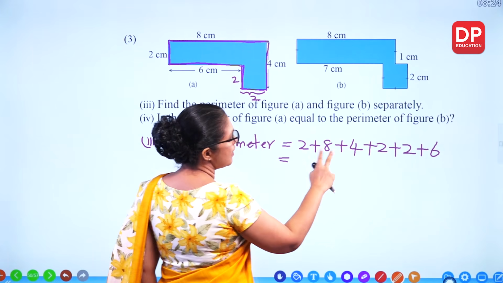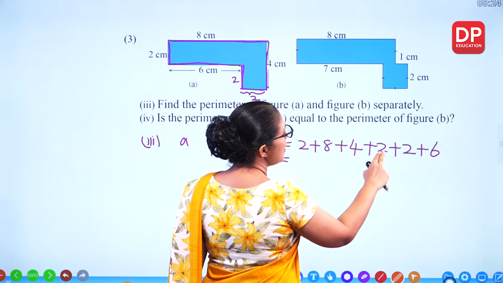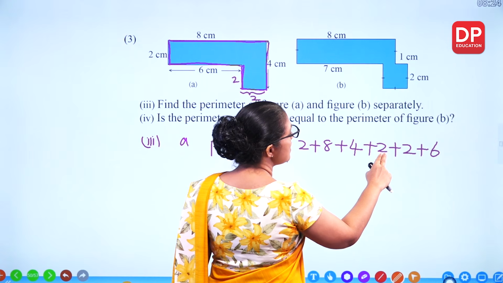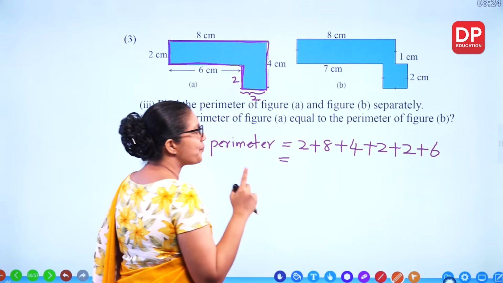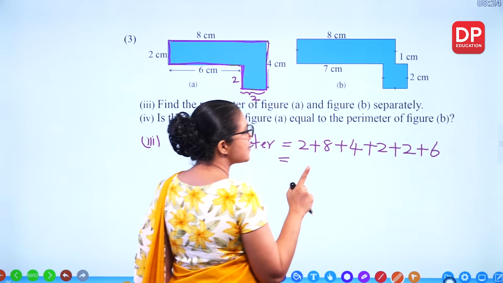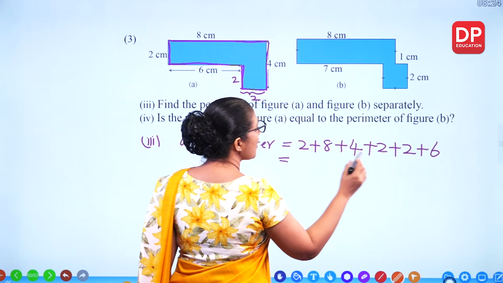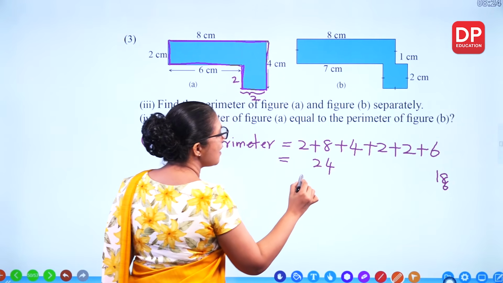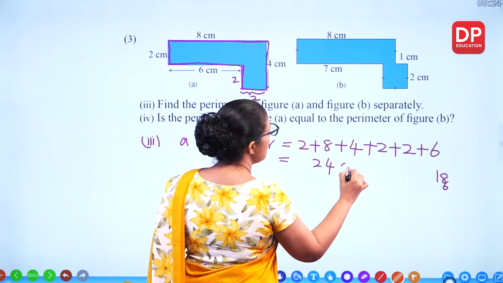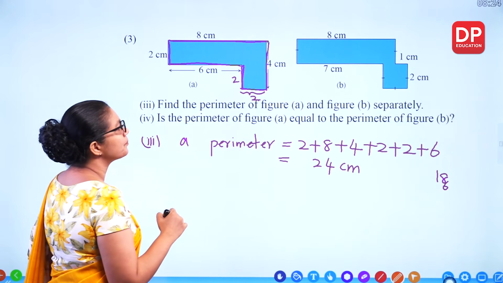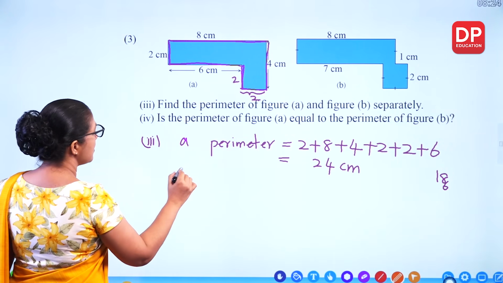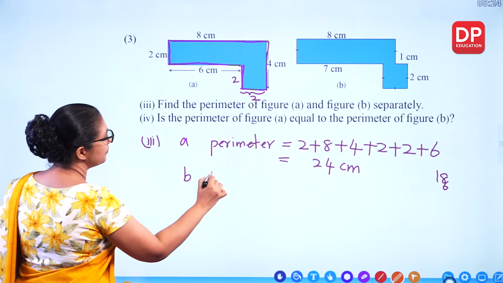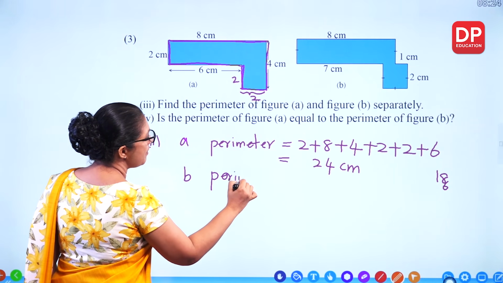8 plus 2, 10. 10 plus 4, 14. 14 plus 2, 16. 16 plus 2, 18. 18 plus 6, 24 centimeters. Now we'll take the figure B perimeter.